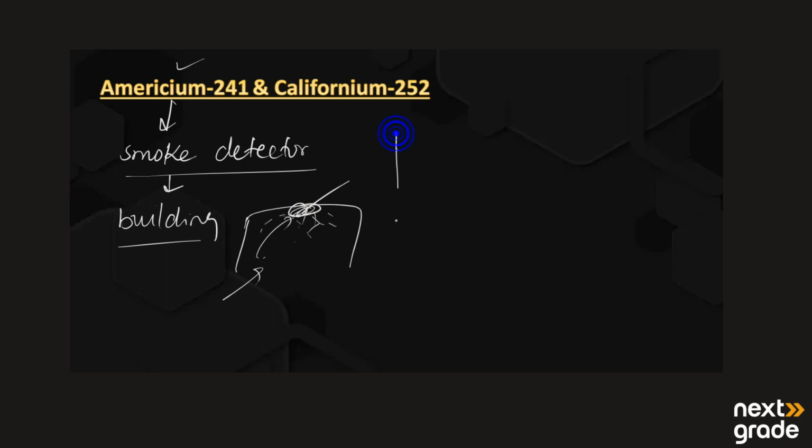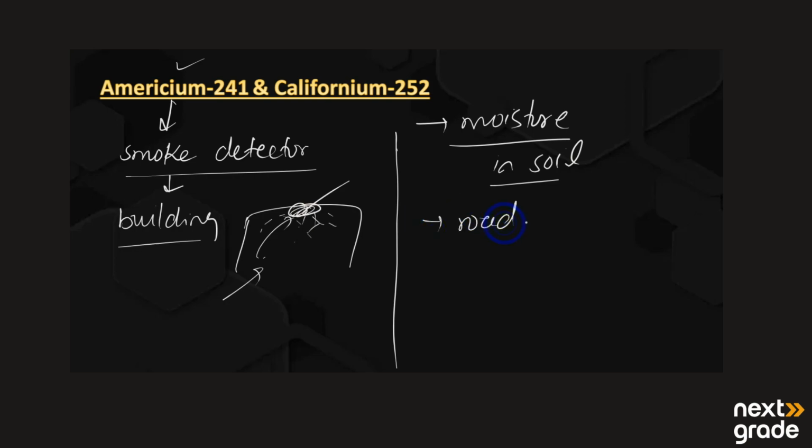Next we have californium 252. It is used to measure the moisture content in the soil or in road construction. For example, for road construction, we need to know the percentage of moisture in the soil. So we can use the isotope californium 252 there, or in building construction.